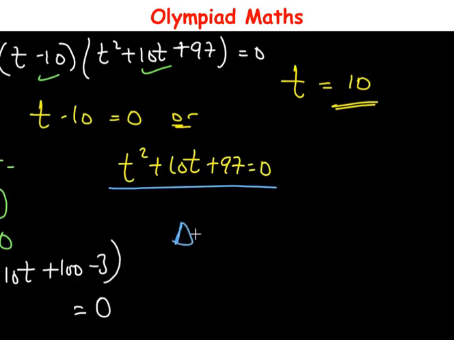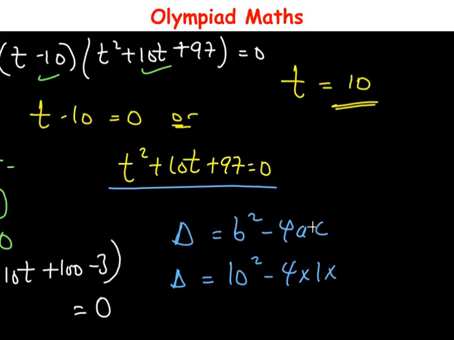use of the discriminant, which equals b squared minus 4ac. So b is the coefficient of t, which is simply plus 10. So 10 squared minus 4 times a, the coefficient of t squared, which is 1, times c, the constant, which is 97. And from here, the discriminant equals 10 squared is 100 minus 4 times 1 times 97. That will give us 388. And if you minus this from 100, the value equals minus 288.